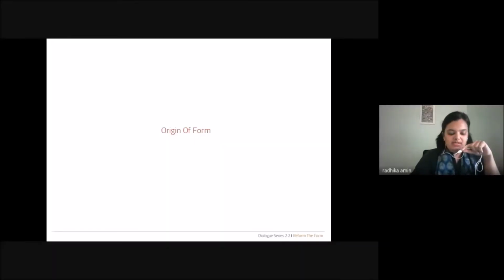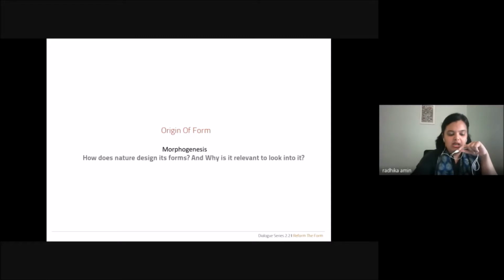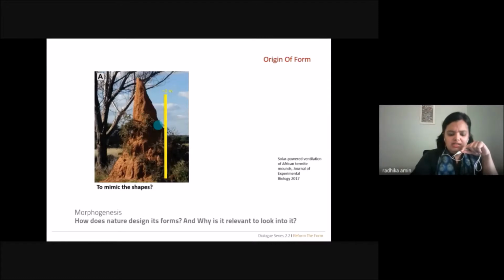All right. So while talking about form and optimization, let us for a moment go back to the origin of forms. Next, please. How does nature design its forms? And more importantly, why is it relevant for us to understand it?